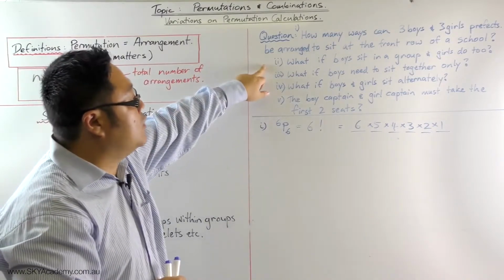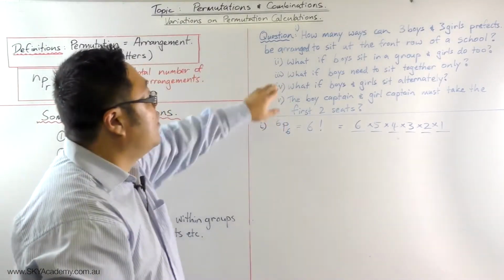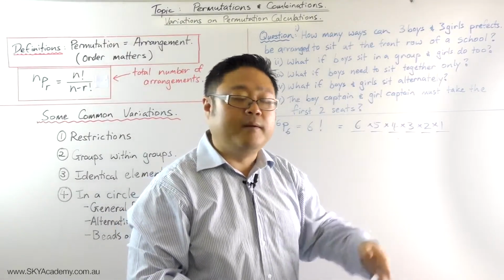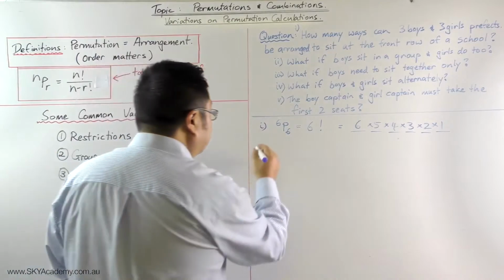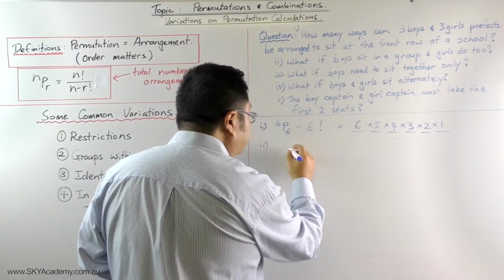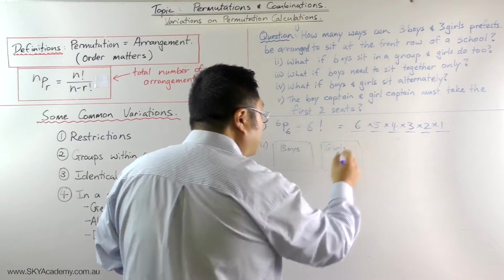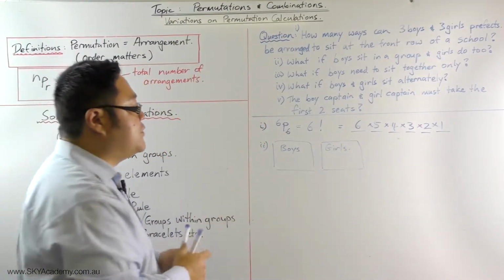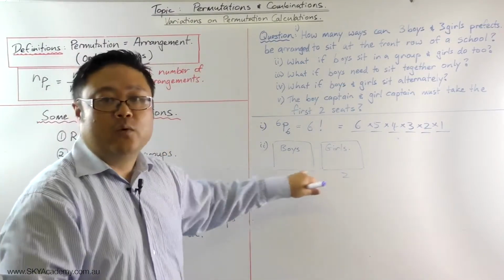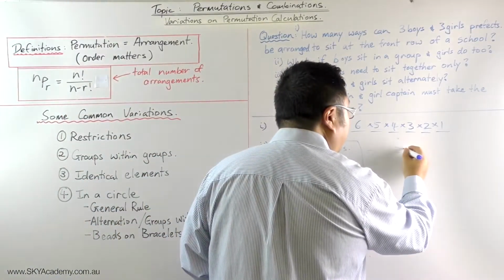Good. Let's have a look at the second one, and this is where groups within groups becomes important, okay? What if the boys sit in a group and the girls sit in a group, right? So here's what we've got in this particular example. You've got your boys group, and then you've got your girls group. So how many groups do you have? You have 2 groups. How many ways can you arrange 2 groups? Well, there's 2 ways that you can arrange 2 groups.